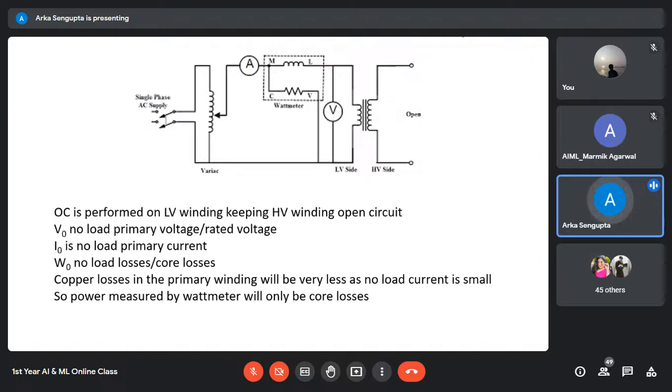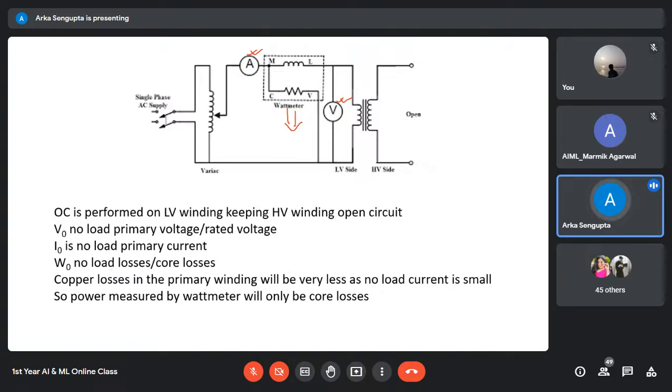Now, this is the basic operation of a transformer. In this case, one of the sides of the transformer is open circuited, and the supply is applied from the primary. We measure the current from here, we measure the voltage from here, and therefore we can find out the core loss of the transformer from the wattmeter connected over here. So this is the basic operation of the open circuit test.